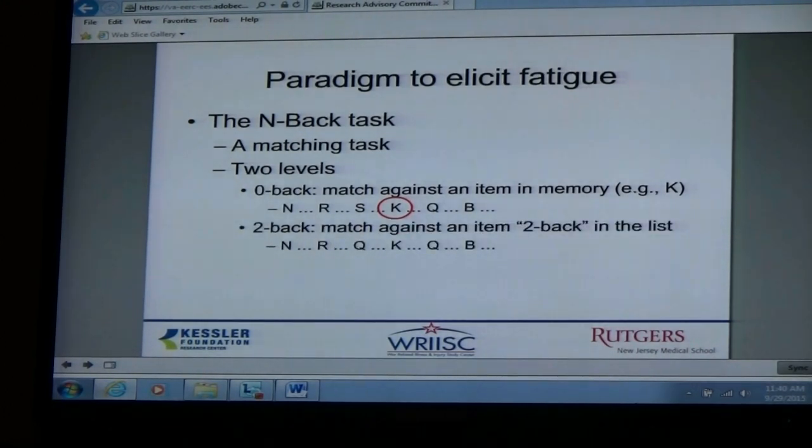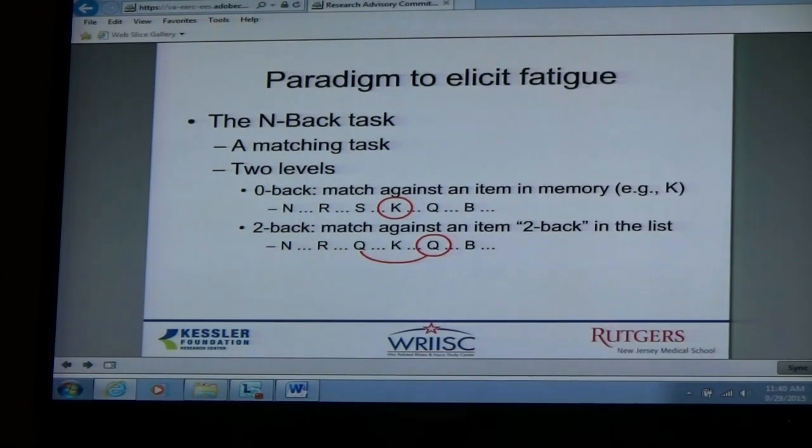The 2 back task is much more challenging. In this task, you match each item against an item 2 back in the list. So you see an R, it goes away. You see an N, you see an R, you see a Q, you see a K, you see another Q, and there you should respond because it matches the Q 2 back in the list.